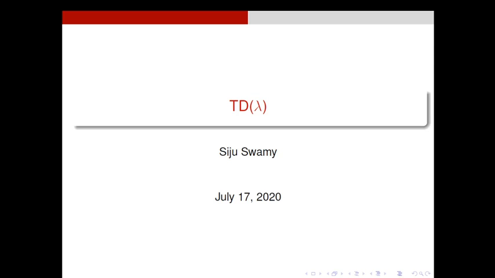In the last session we have seen what n-step temporal difference learning is. In this small discussion, we are going to extend n-step TD to TD lambda. It is a more general temporal difference learning method developed by Richard E. Sutton, the author of the reinforcement learning textbook.